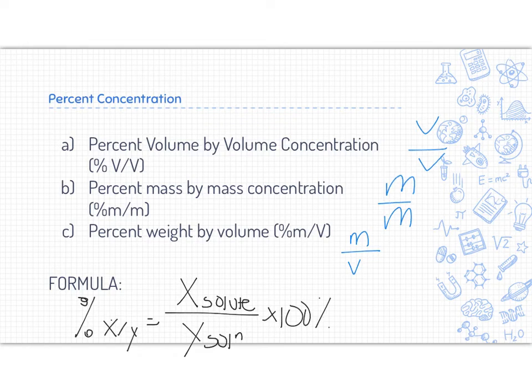times 100% in this case. So if I was given a percent by volume question, that would mean that this is a V over V. Therefore, X is a volume and Y is a volume. Now, volumes would have the same units. So if you're going to work in milliliters, that's fine, or in liters, that's fine. Just make sure both have the same unit.